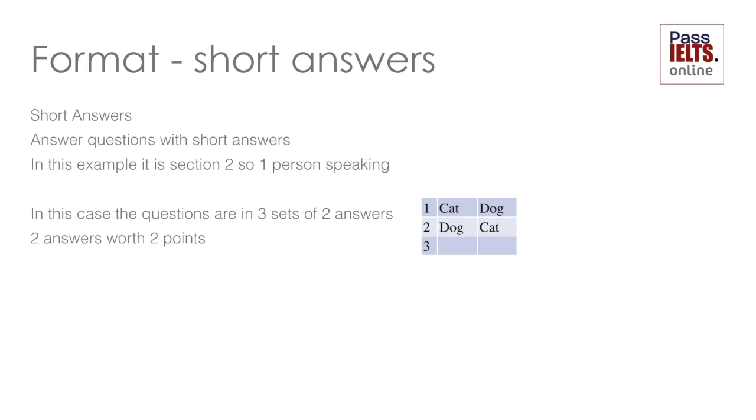2 answers are worth 2 points, so each question is 1 point and 1 answer. All of the questions are in order, and the answers are either words or numbers. You should note the maximum words allowed. In this case, it's 3 words and/or a number. Before the recording starts, you'll have 30 seconds to prepare. We'll go through the steps here and then you will have a chance to practice alone after.